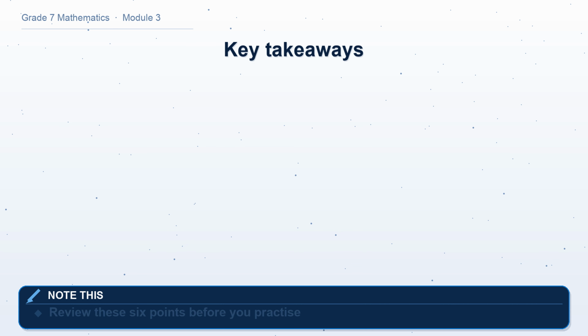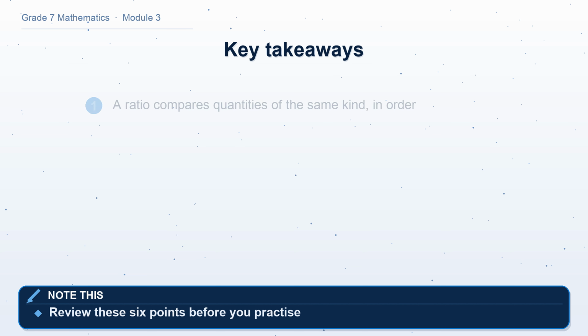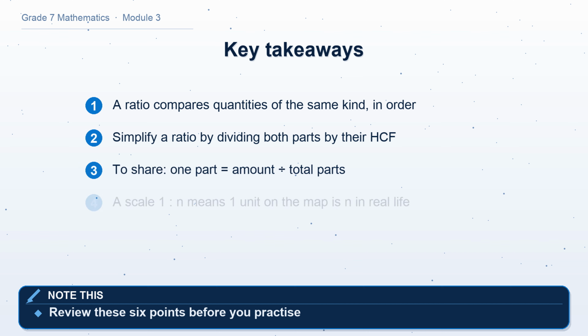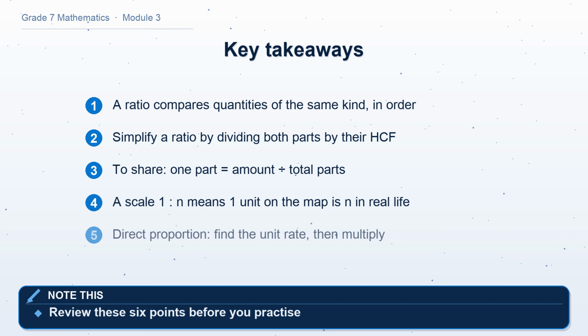Here is a quick summary of the key ideas. A ratio compares quantities of the same kind, and the order matters. We simplify a ratio by dividing both parts by their highest common factor. To share a quantity, one part equals the amount divided by the total parts. A scale of 1 to n means 1 unit on the map is n units in real life. In direct proportion, we find the unit rate and multiply, while in inverse proportion, the product stays constant.